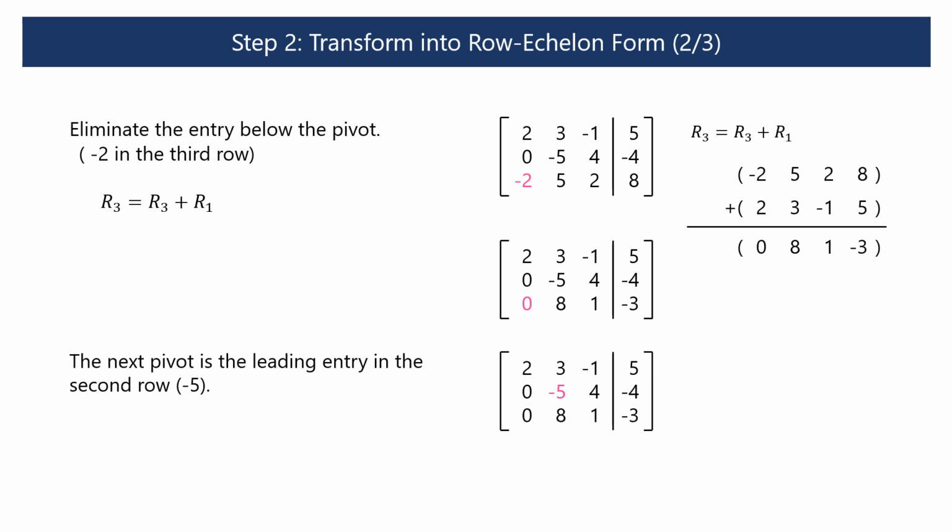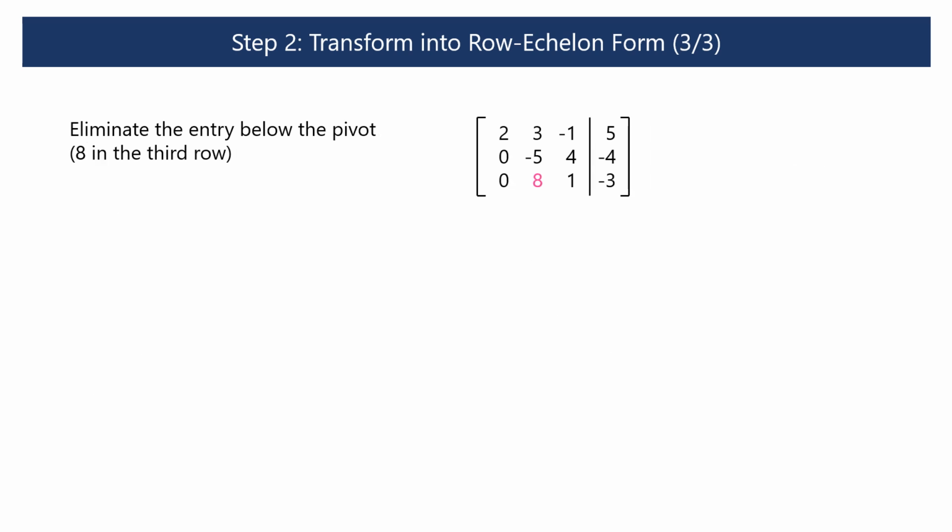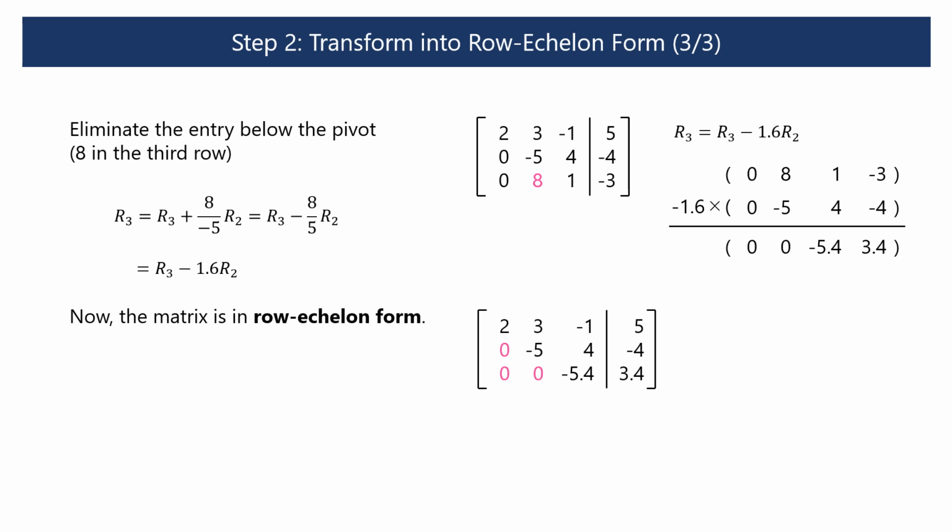The next pivot is the leading entry in the second row, which is -5. We aim to create a 0 below this pivot in the third row. Eliminate the entry below the pivot, 8 in the third row. Add 8 by -5 times the second row to the third row. It equals R3 minus 1.6 times R2. The resulting matrix is in row echelon form, with zeros below all pivots.